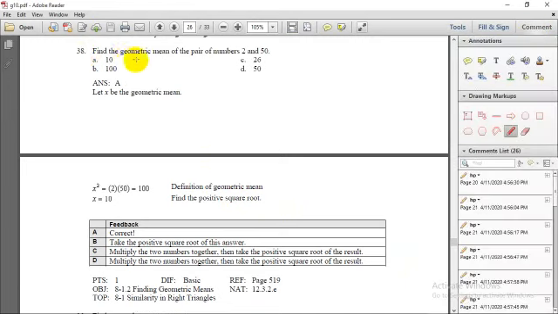Here, find the geometric mean. Do you remember what the geometric mean is? From the last video, we said: times the two numbers together and get the square root. 20 times 5 is 100. The square root of 100 is 10. Times the two numbers together, then get the square root. Very good. So the answer is A.